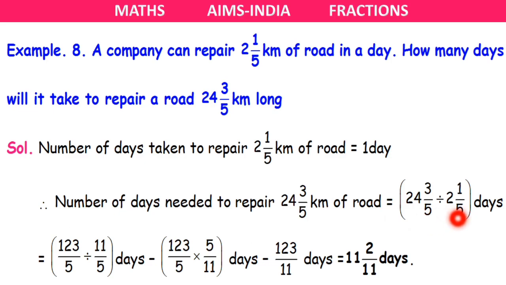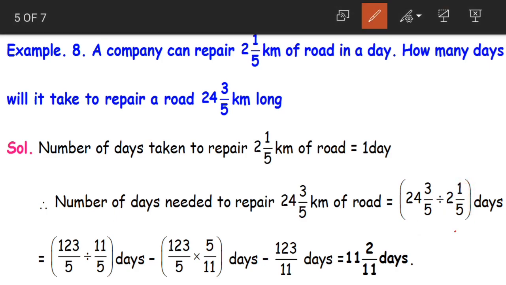Now moving on to 2 1 by 5. 5 2s are 10, plus 1 becomes 11, divided by the denominator 5. So 2 1 by 5 becomes 11 by 5. Clear till now? Now we have two fractions which we need to divide.